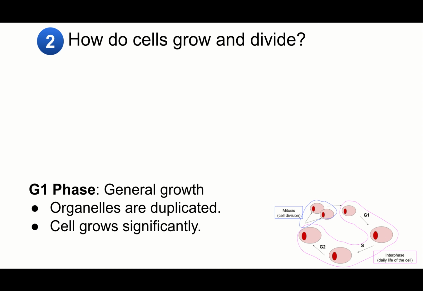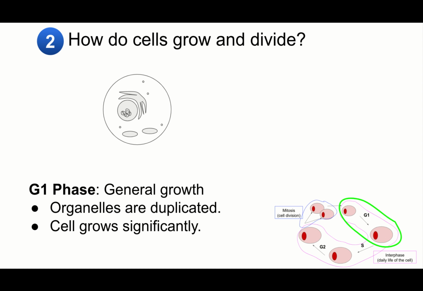G1 phase is the general growth phase. Notice on my diagram, here's where it is in the cell cycle, highlighted in green. We're going to start with a diagram of a cell, and you're welcome to draw this along with me. It's not super complicated. This cell is small. It has some organelles. It's got a nucleus with some DNA inside of it. Looks like an endoplasmic reticulum, some mitochondria, some ribosomes, other organelles that I didn't represent on there.